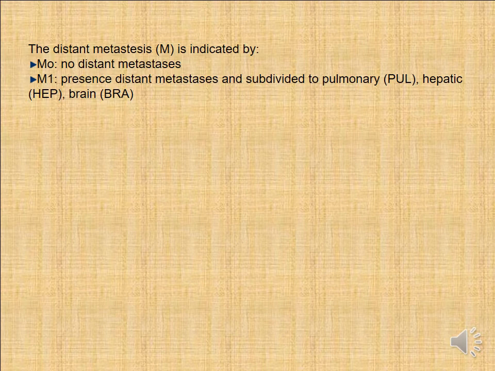The M, meaning distant metastasis, is indicated by two categories: M0, no distant metastasis, and M1, presence of distant metastasis, subdivided into pulmonary metastasis, hepatic metastasis, or brain metastasis. So we have either no metastasis or metastasis present in another organ or structure in the body.